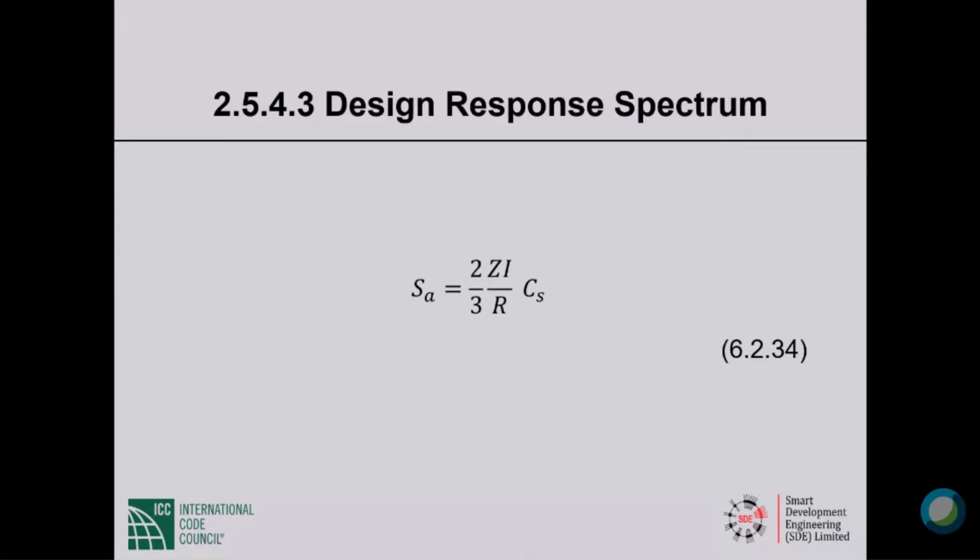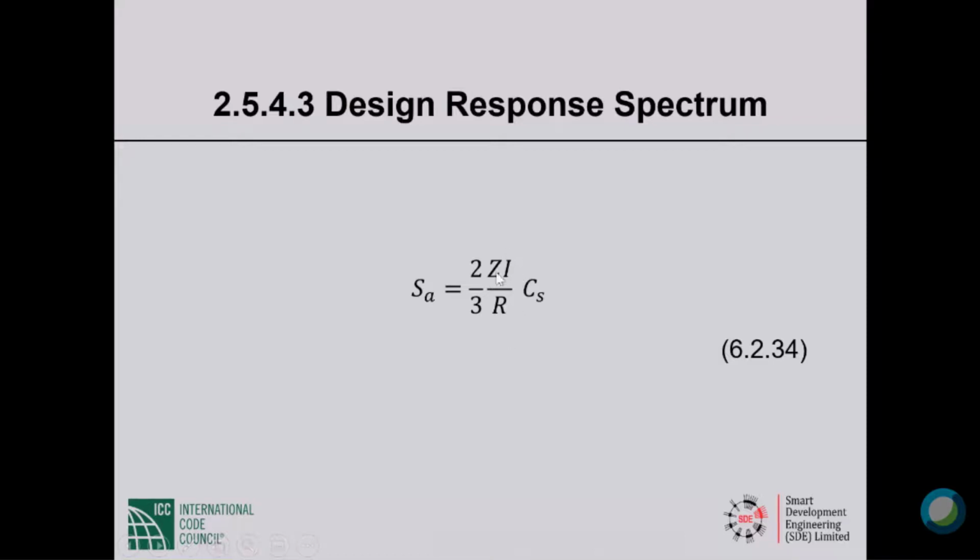times C sub S. Okay, so this is kind of the design base shear equation, because S sub A times the mass of the structure is the base shear, or spectral acceleration times the seismic weight divided by g, the acceleration of gravity, is the base shear. So this actually is the design base shear equation of BNBC 2020, 2/3 Z I over R times C sub S.